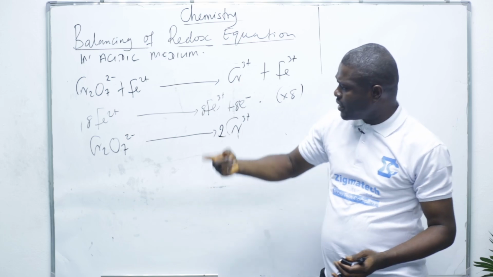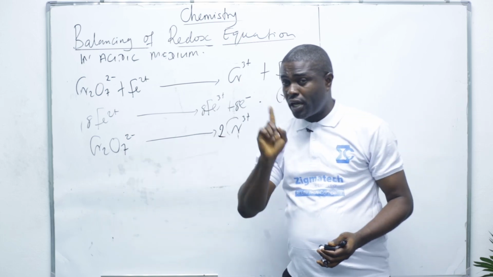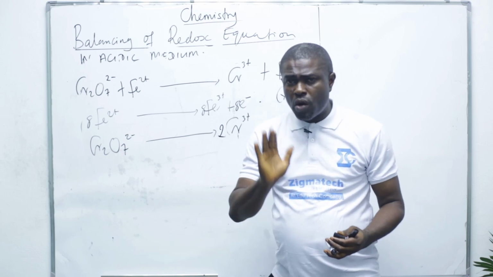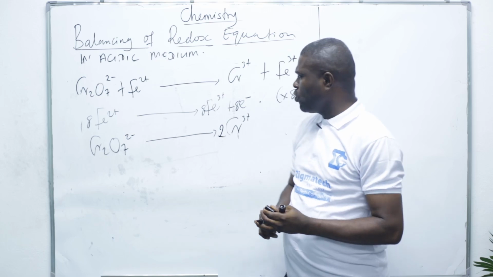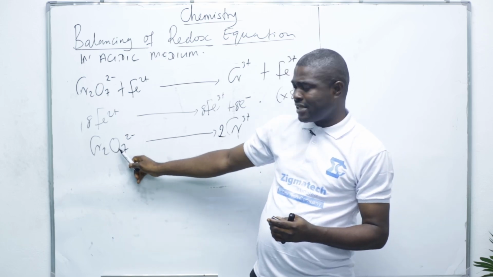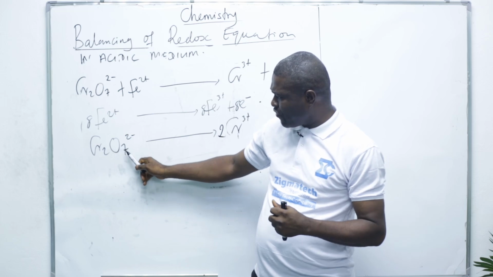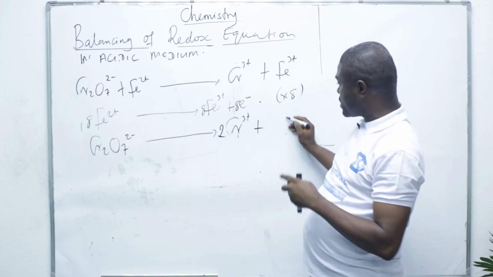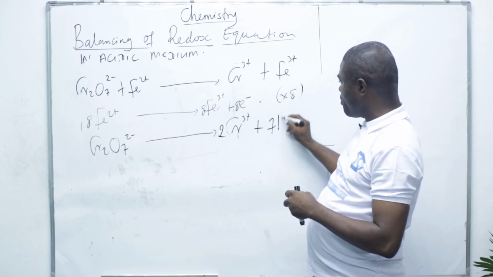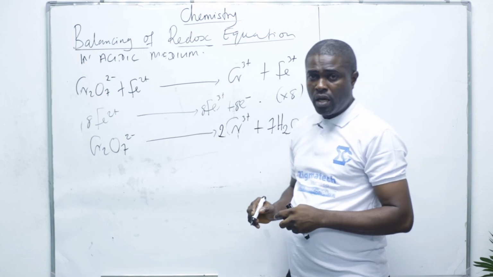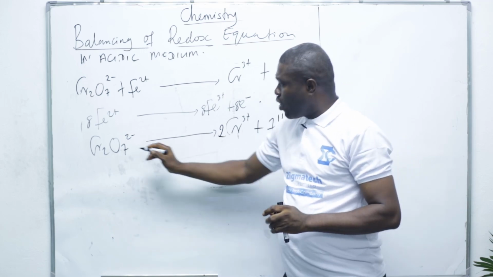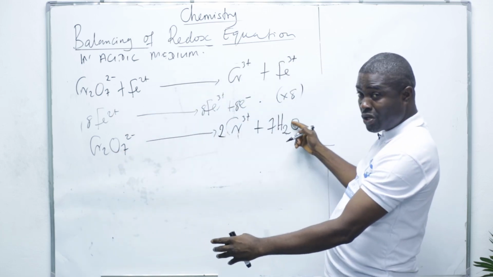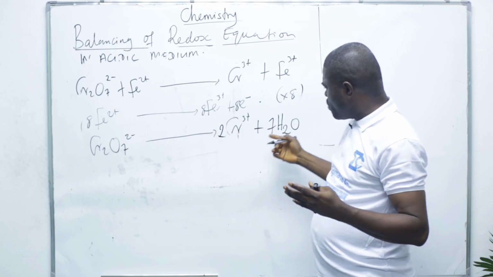Before you balance the charges, remember there is an element there called oxygen. Do not forget what I told you about oxygen. Oxygen has a special way of balancing it. How many atoms of oxygen do I see here? I am seeing 7 atoms on this side. So I'm going to introduce 7 molecules of water by my right hand side. Have you seen how we balance oxygen? So oxygen is 7 atoms, so I'm going to put 7 molecules of water, which balances oxygen.